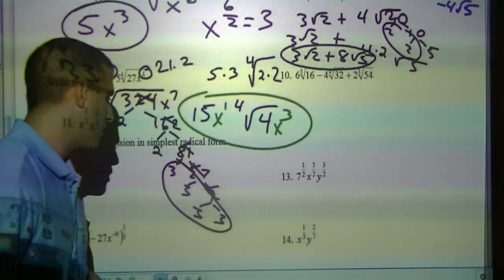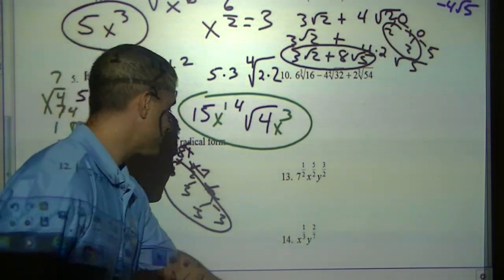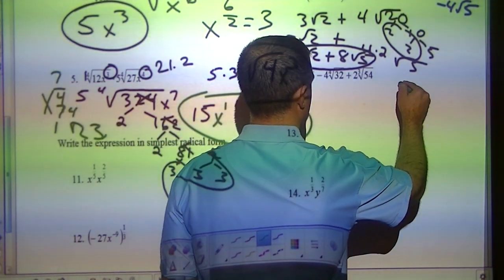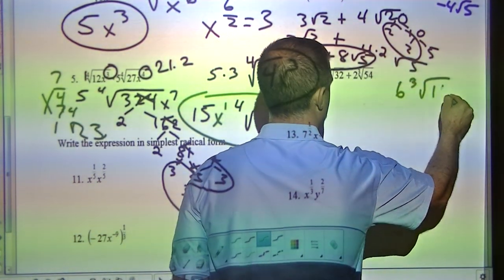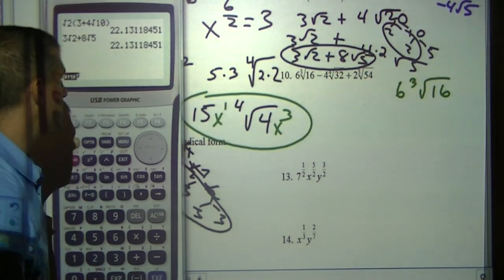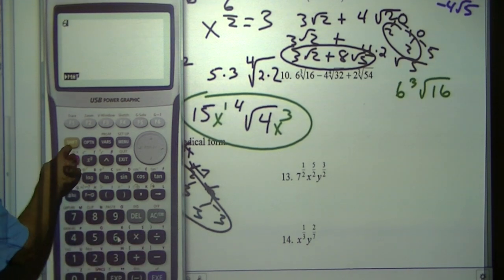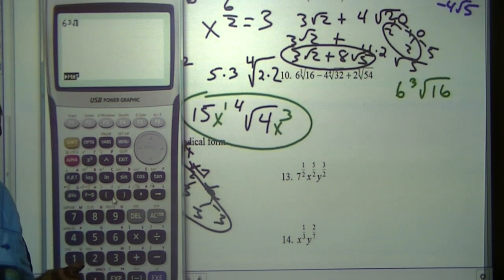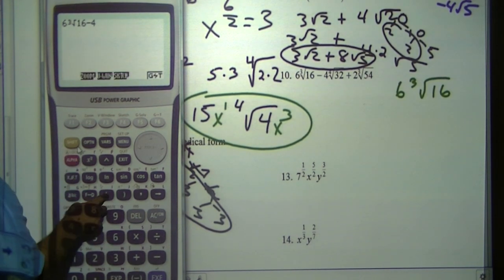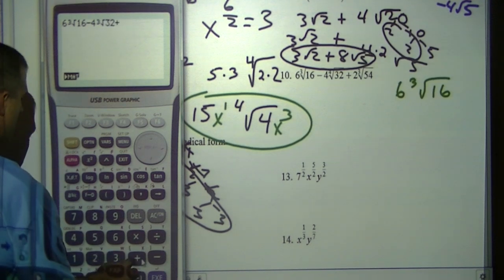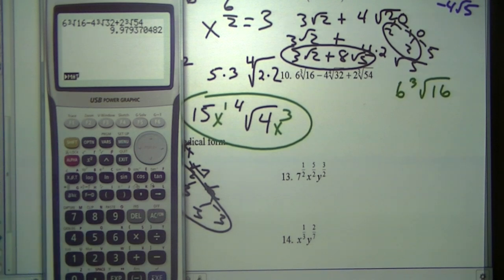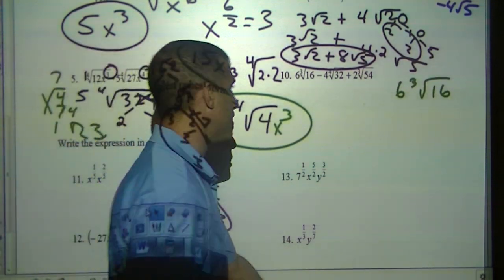And the last one, the cube root ones. I'm going to handle all these individually over here. So I got 6 cube root of 16. I'm going to go ahead and type all this in to start as well: 6 cube root of 16 minus 4 cube root of 32 plus 2 cube root of 54. And I just want to make note that that's 9.97. So when I break these down, that's what I should get when it's all said and done.